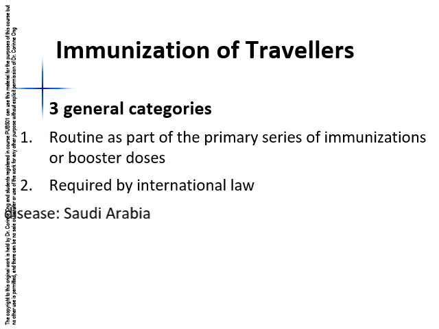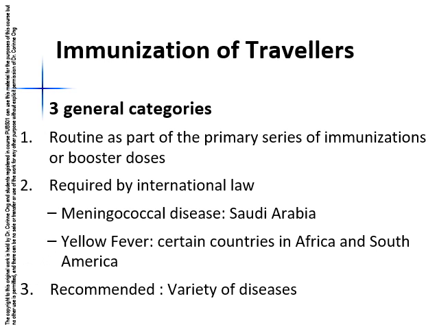There are 3 general categories of recommended immunization for travelers. The first category includes the vaccines that are part of the primary series of routine immunizations or their boosted doses. The second includes vaccines that are required by international law, such as the polyvalent meningococcal vaccine for Saudi Arabia and yellow fever vaccines that are needed for travel to South America and certain countries in Africa. And the last category includes the recommended vaccines to a variety of diseases.